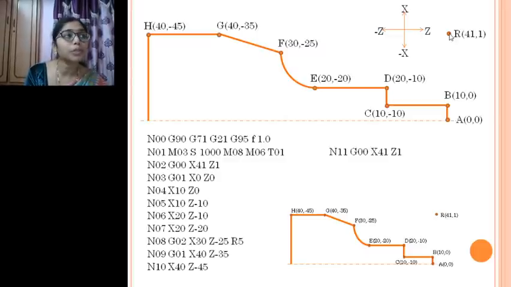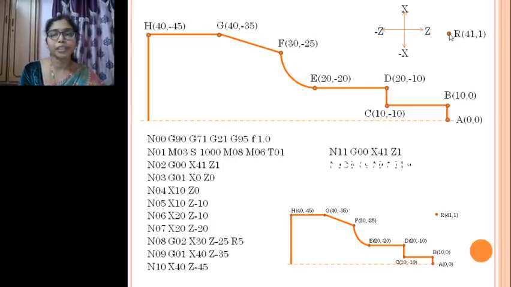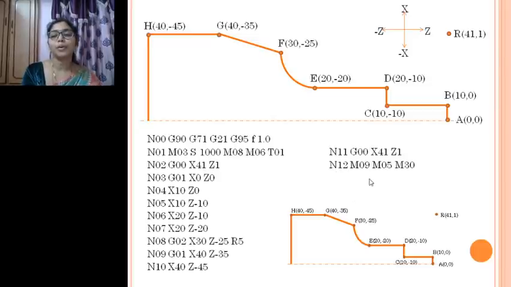Now after this, what you have to do in the program is switch off everything, right? The next, M09 is coolant off. You have to switch off the coolant. And then M05 is spindle stop. You have to stop the spindle. And M30 is end of the program. So you have to switch off all this: the coolant, and the spindle. And M30 is end of the program.